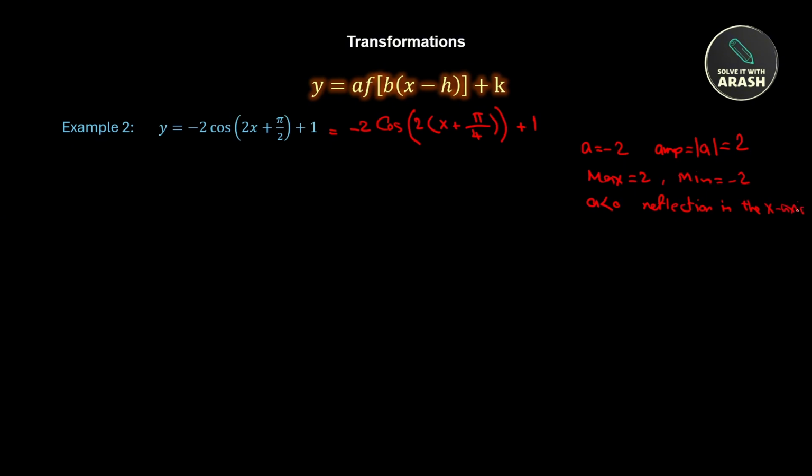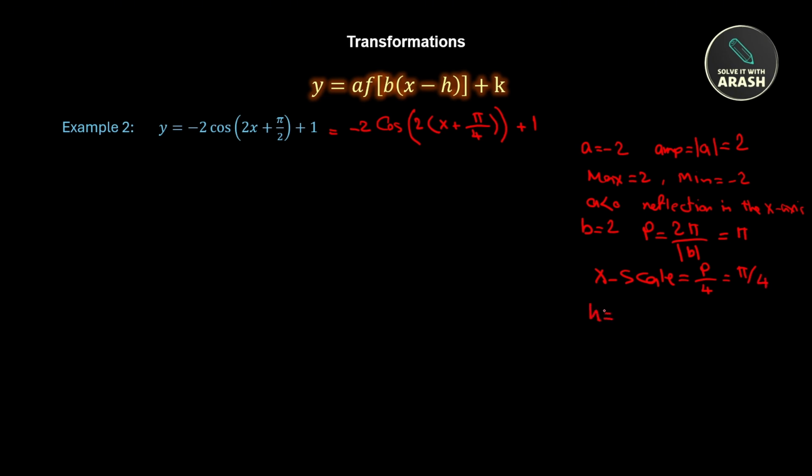Next, we can see that b value equals 2. Therefore, the new period has a length of 2 pi over the absolute value of b, which equals pi. So the length of one period is pi, then x scale equals p over 4, which equals pi over 4.